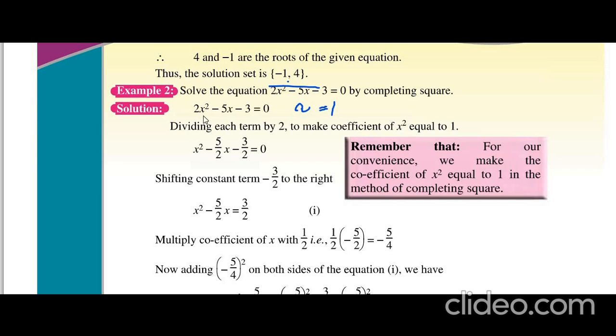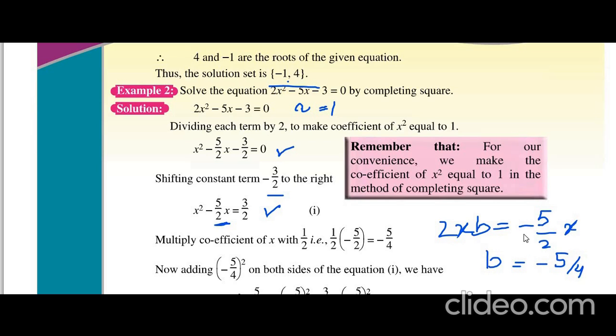For a equals 1, divide this quadratic equation by 2, then we get x square minus 5 by 2 x minus 3 by 2 equals 0. Now shift the constant term on the right. This is minus 3 by 2 to convert on the right: x square minus 5 by 2 x equals 3 by 2. Now there is minus 5 by 2x. Just put 2ab, a is x, b equals minus 5 by 4.